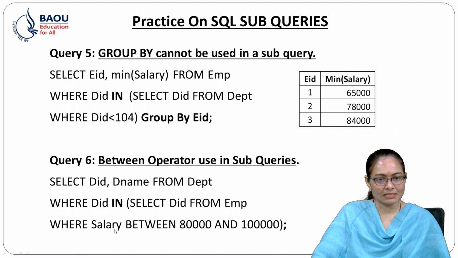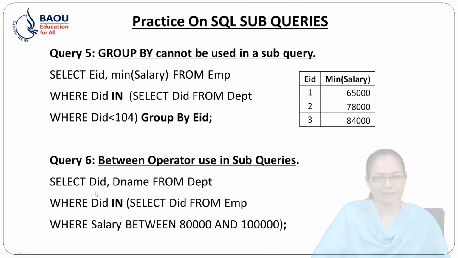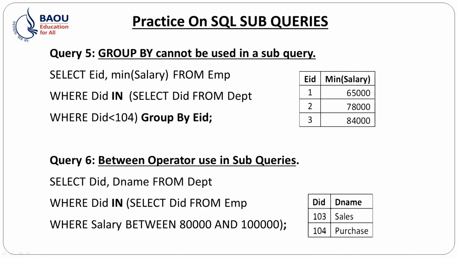This condition is matched, then from the employee table the DID is found, and then it will match with this DID and display the DID and D name. See, 103 and 104 salary is between this. Now here we complete the topics of the subquery from block 3 unit 1.